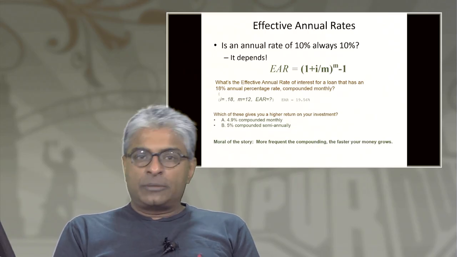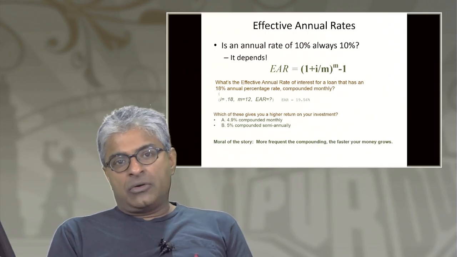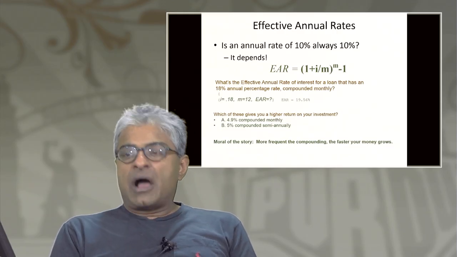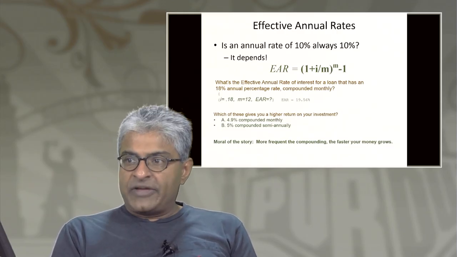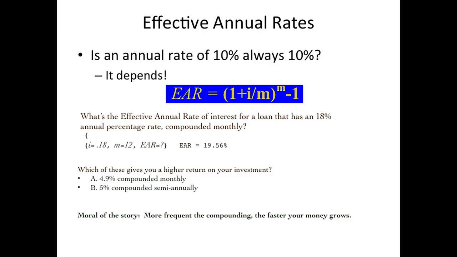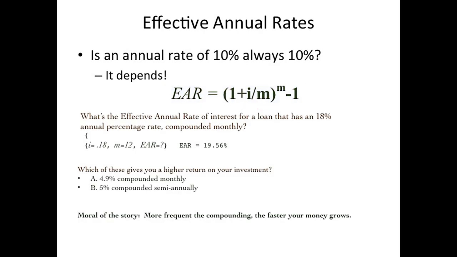You probably have figured this out by now, that the more frequent the compounding, the higher the effective annual rate. So here's the formula for the effective annual rate, where I is the annual percentage rate, as always, and M is the compounding frequency. The effective annual rate will simply be this formula. You can just plug it in, and let's put this into practice right away.